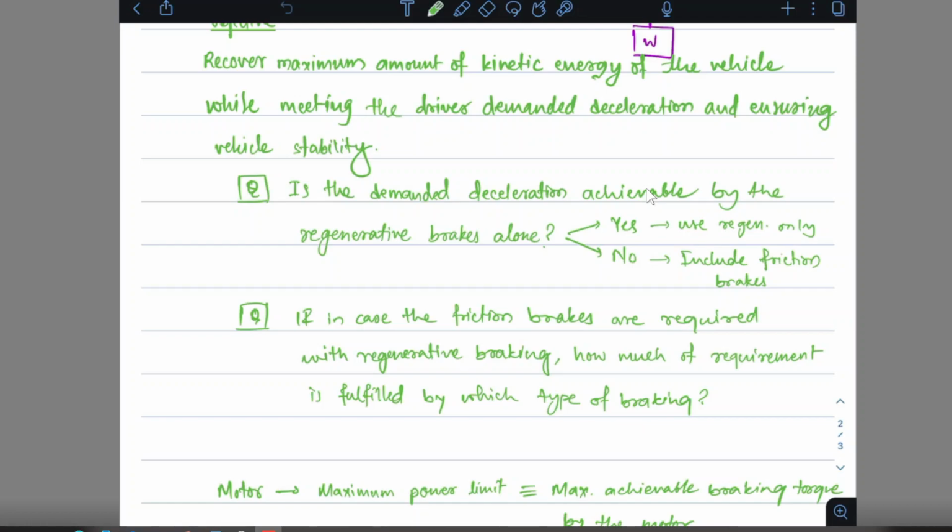In doing so, we asked two questions. First, is the demanded deceleration achievable by regenerative brakes alone? If it is, then let's go ahead and use regenerative braking. Otherwise, we'll include friction braking. And if friction brakes are required along with regen, how much of the requirement is fulfilled by which type?